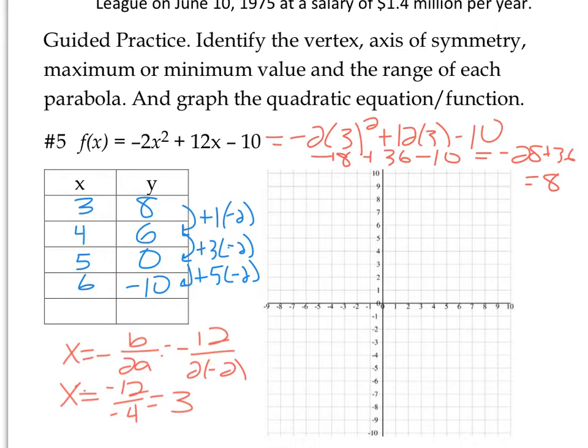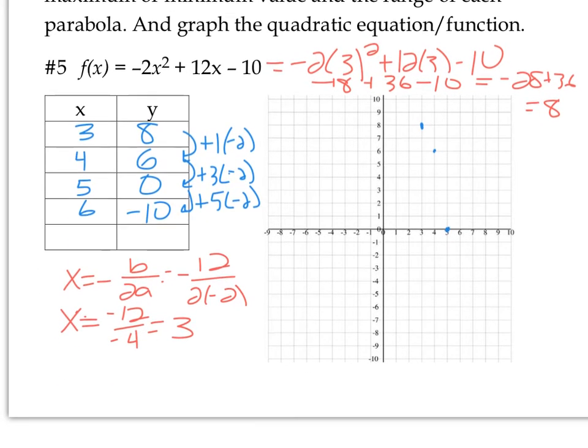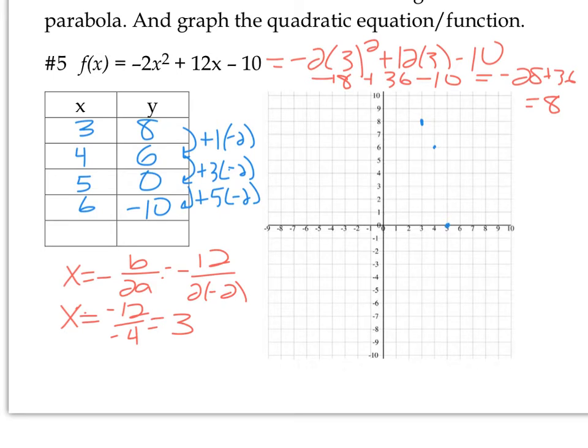So I'm going to get the point 3, 8, right there, 4, 6, 5, 0, and 6, negative 10. So I'm going to have to move this up a little bit so it's not cut off there on the bottom. Yeah, we're going to get 6, negative 10 right here. And now I've got to mirror those points on the other side of my vertex. Remember my axis of symmetry goes straight down here through the middle. My axis of symmetry, while we're at it, is x equals 3.